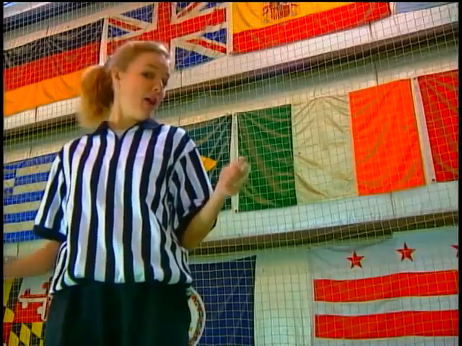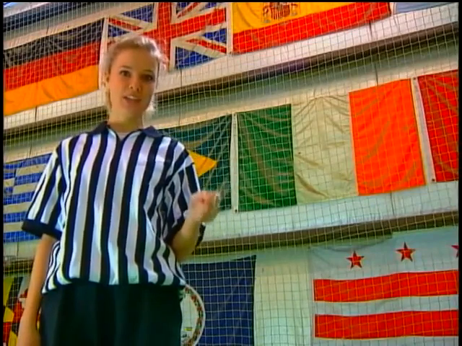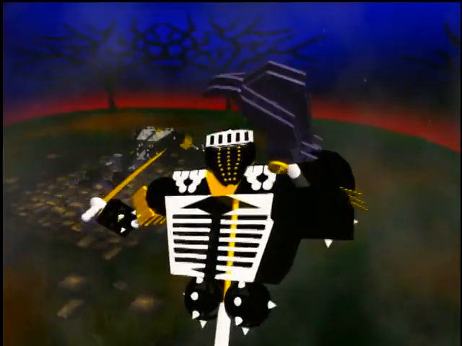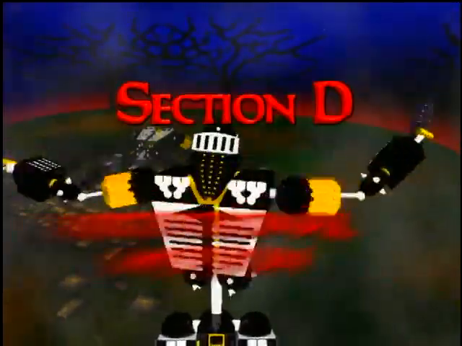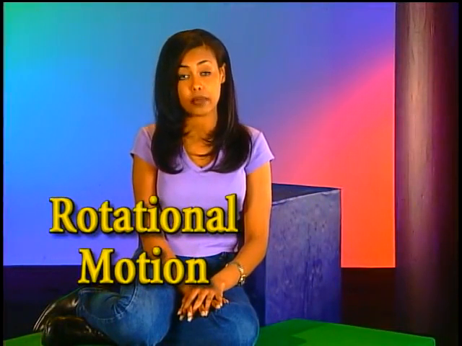Circular motion, no problem, right? Now let's move on to rotational motion. Section D, rotational motion. All right, we've learned about objects that move in a circle. Now let's talk about rotational motion, objects that rotate about an axis.